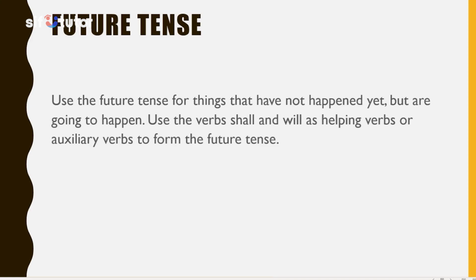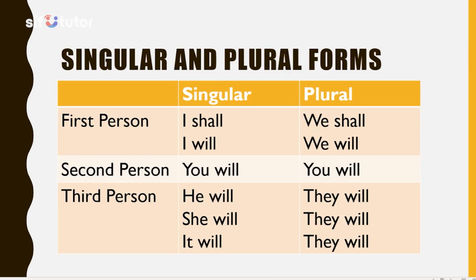So for future tense, we will use verbs like shall or will as helping verbs, otherwise known as auxiliary verbs, to help us form the future tense. So much like past tense and present tense, future tense also has its singular forms and its plural forms.